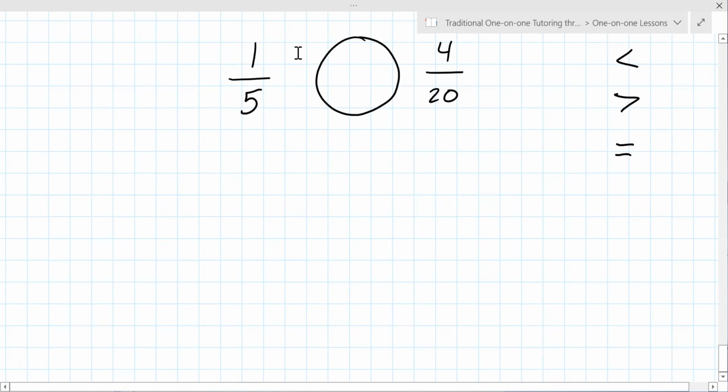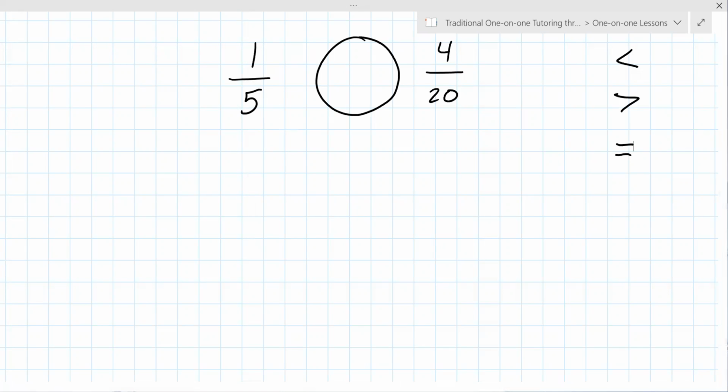I'm done. Okay, what is your answer? My answer is 1 times 4 is 4 and 5 times 4 is 20. So both of them have 4. So equal. Yes, very good.